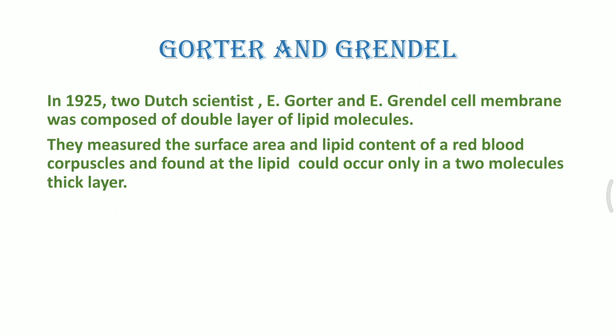So there will be two layers of lipid molecules, and they measured the surface area and the lipid content of the red blood corpuscles, which made them come to a conclusion that the lipid could occur only in two molecule thick layers. Other than that, there was no other possibility. There may be two layers, and that is the thickness in which there is presence of lipid molecules in both the layers, and that is the thickness of the plasma membrane.